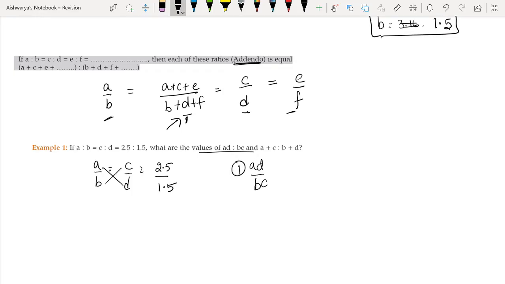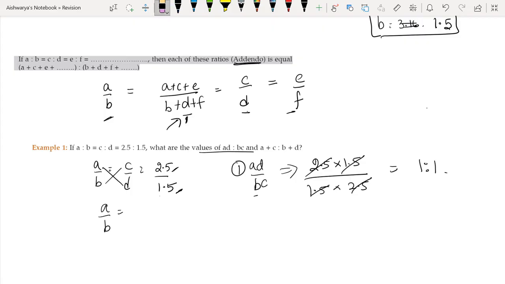A by B is equal to C by D. Then you have learned the property called product of the means is equal to product of the extremes, right? So AD. What here we will do is A value is 2.5, D value is 1.5. So 2.5 into 1.5 divided by B. B is 1.5, C is 2.5. So all will get cancelled. So the answer is 1 is to 1. Are we clear?